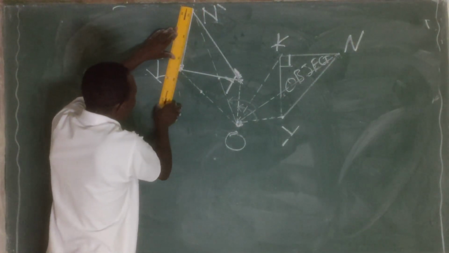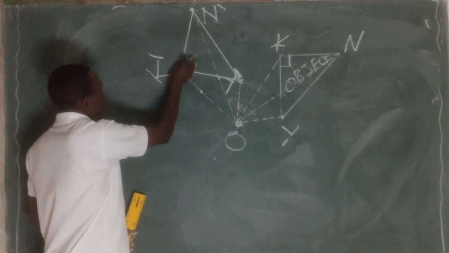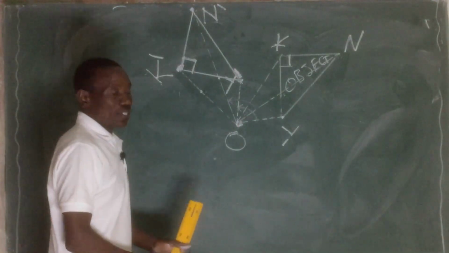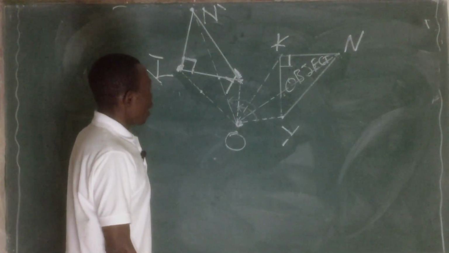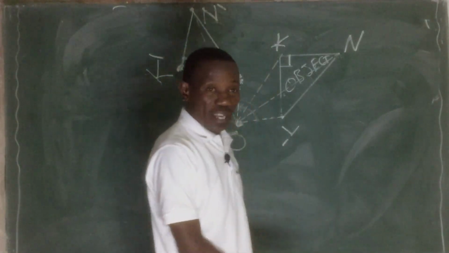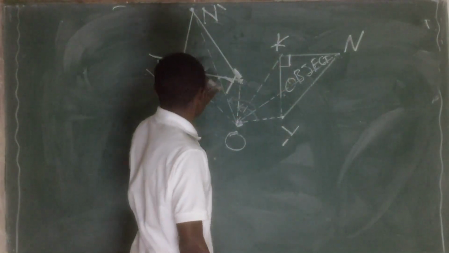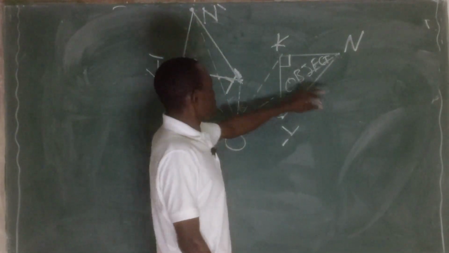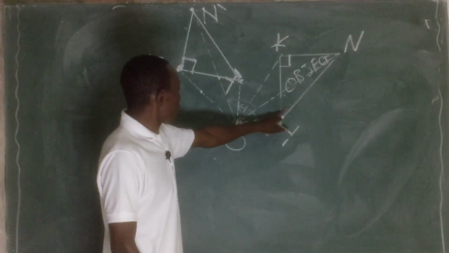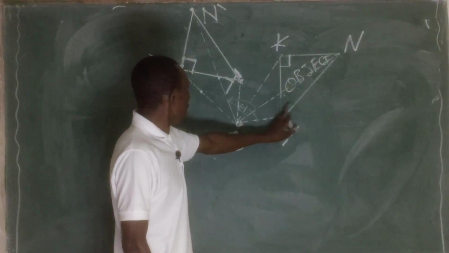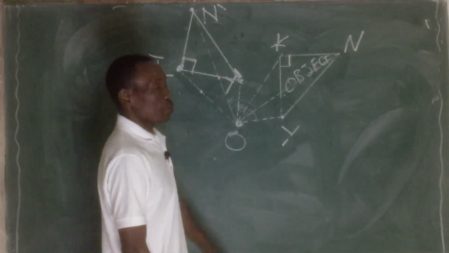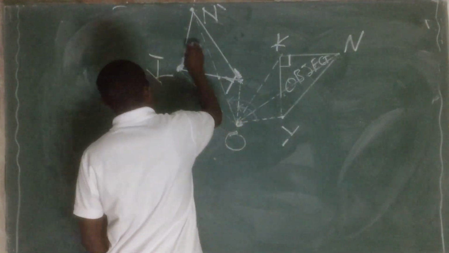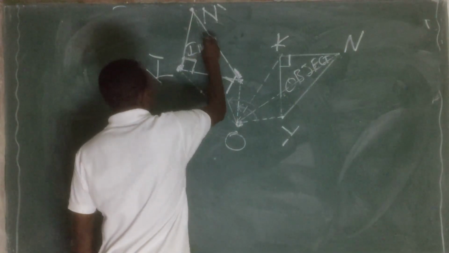So that's it. Since the triangles are congruent, I expect the corresponding angles of the two figures to be equal. This angle corresponds to this one. If that is 90, this is 90. N corresponds to N prime. And angle Y corresponds to angle Y prime, like that. So this is our image of that object.